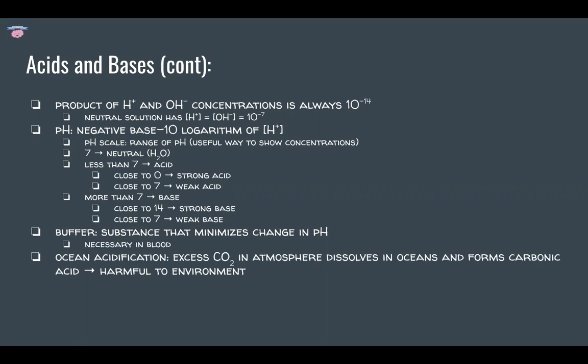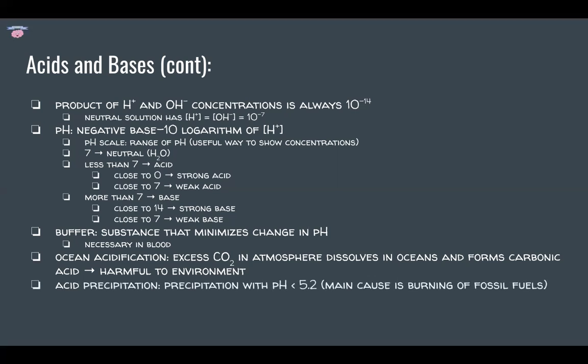Ocean acidification is an application of acids and bases. It's when excess carbon dioxide in the atmosphere dissolves in oceans and forms carbonic acid. It basically becomes an aqueous solution in the entire ocean, and it's really harmful to the environment. Acid precipitation is precipitation or rain with pH less than 5.2. The main cause is burning of fossil fuels, and this includes sulfur rain, acid rain. You've probably heard of those things.